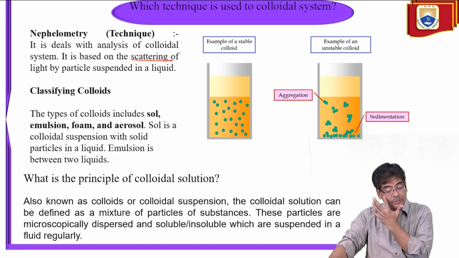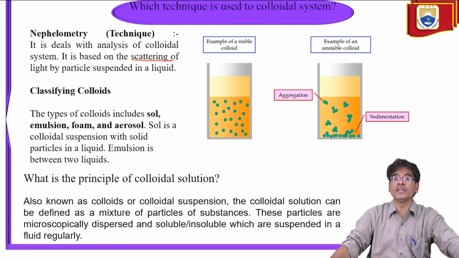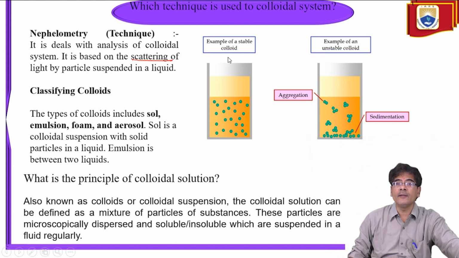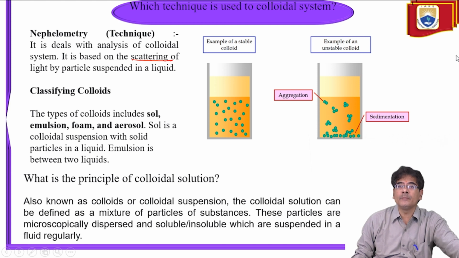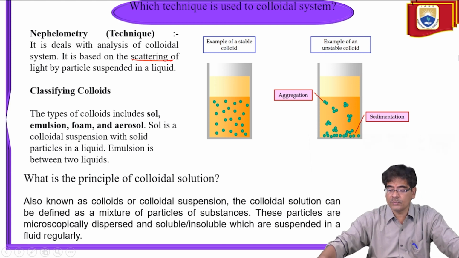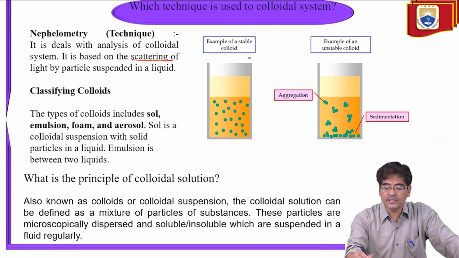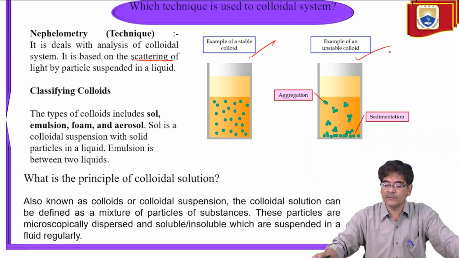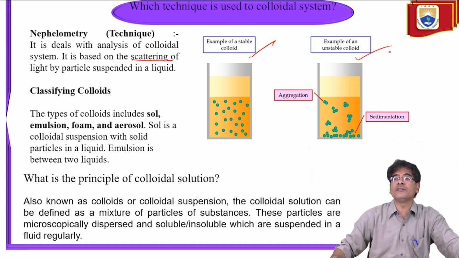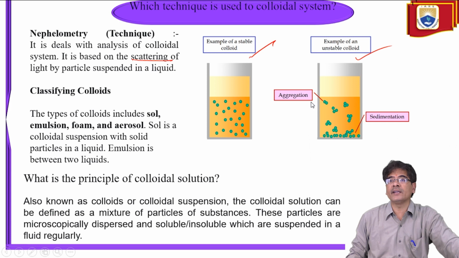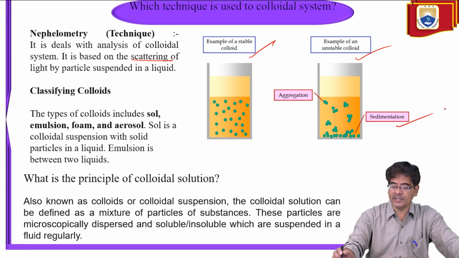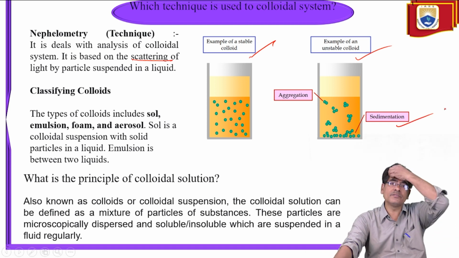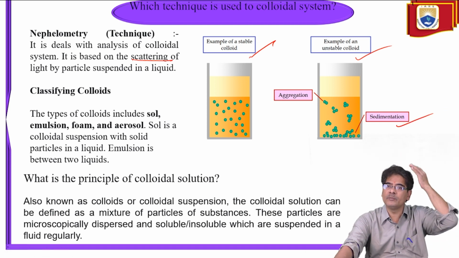Emulsion is between two liquids. If you see here, this is an example of a stable colloid, and this is an example of an unstable colloid. See here, the particles are sedimented and aggregated. This position is the aggregation, and this position is what we call the sedimentation.